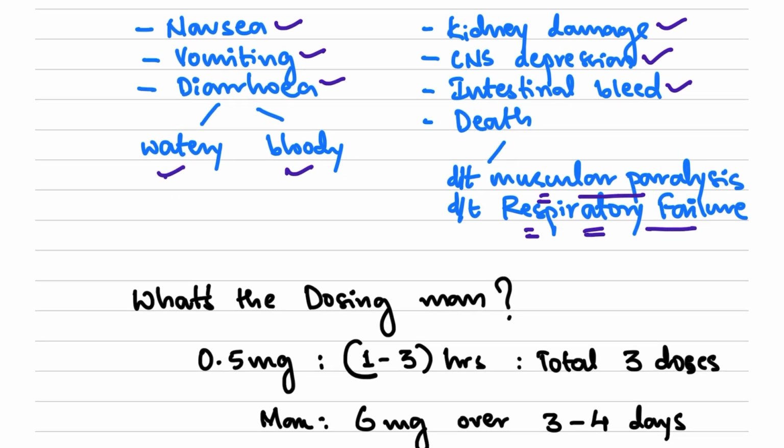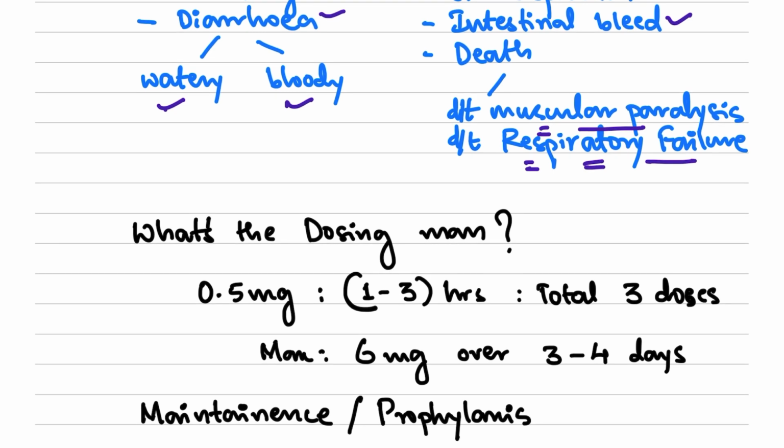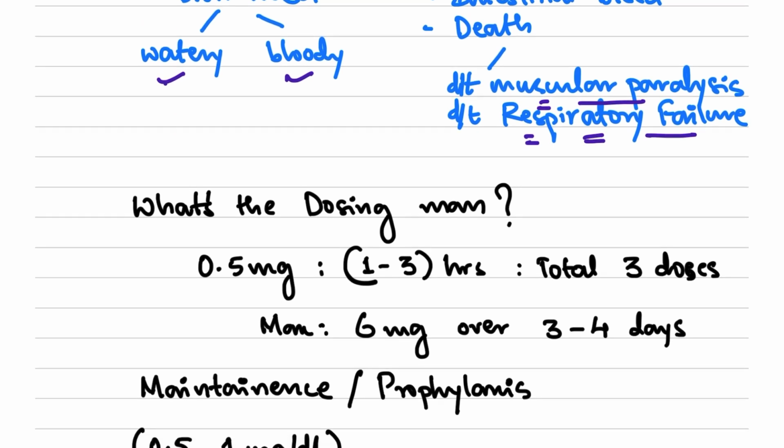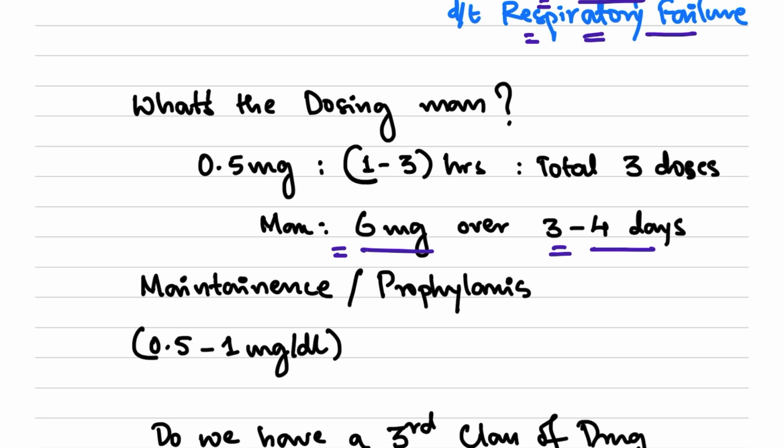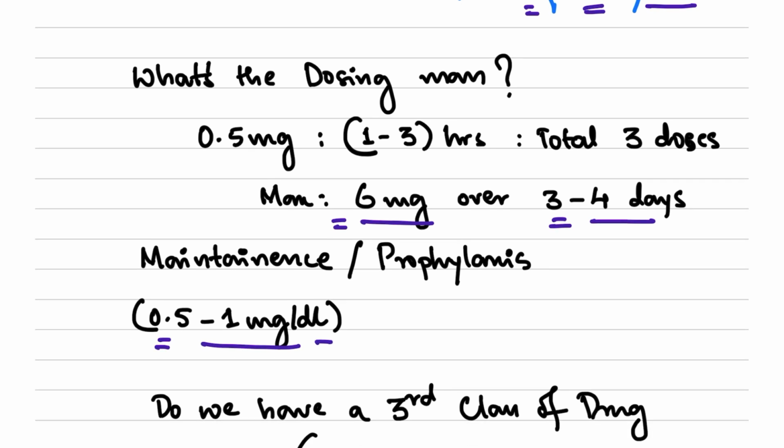So how much colchicine do we have to give if a person is suffering from acute gout? Normally we will give 0.5 mg over 1 to 3 hours, a total of maximum 3 doses. Max out, we can give 6 mg over the course of 3 to 4 days. For maintenance or prophylaxis, we can give 0.5 to 1 mg per day till the long-acting uric acid synthesis inhibitors take effect.